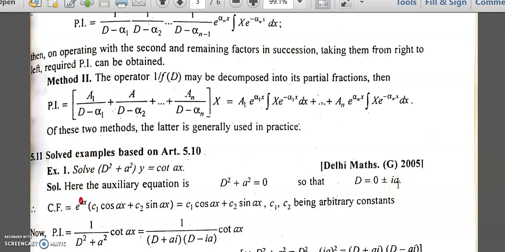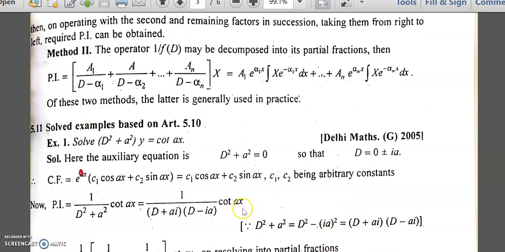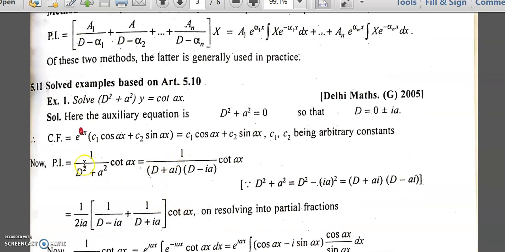So these are complex roots. Okay, the real part is 0. So according to the formula, CF is e to the power 0x (c1 cos ax plus c2 sin ax), right? That means c1 cos ax plus c2 sin ax, c1 and c2 being arbitrary constants, right? Now the particular integral means 1 by D square plus a square, which is factorized into (D plus ia) and (D minus ia) operating on cot ax.